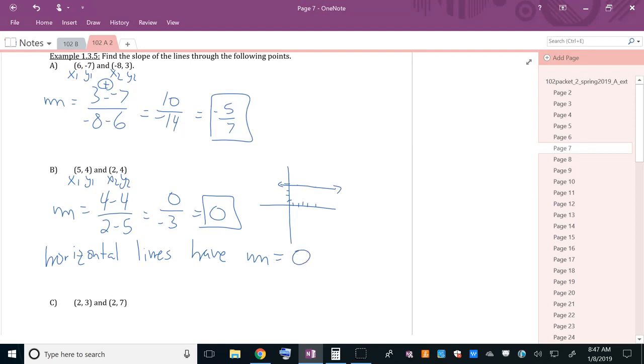So if I say I've got a horizontal line, what's the slope? The answer is 0. If I say I have a slope of 0, what type of line is it? The answer is it has to be horizontal.